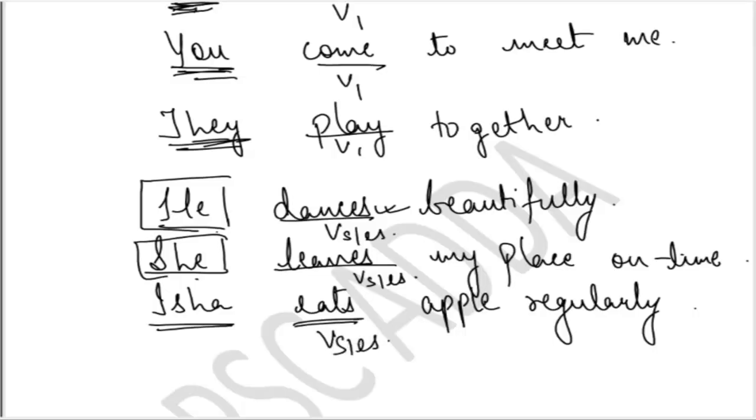Alright, so for the structure of simple present tense, we use verb first form or verb s or es form with the subject, and then we mention the object. Verb s or es form is used with a singular subject, and verb first form is used with a plural subject. Alright, plural subjects are I, we, you, they, and any plural name.